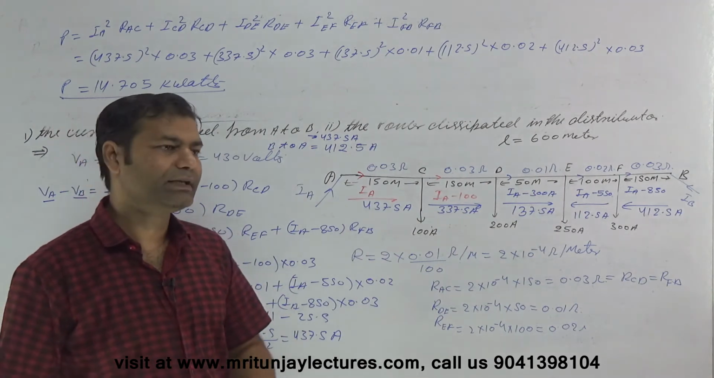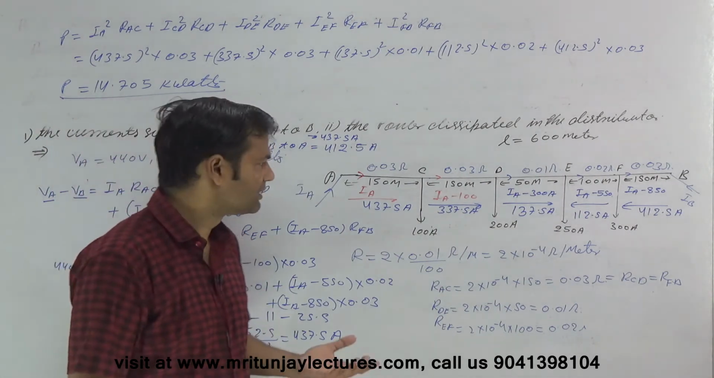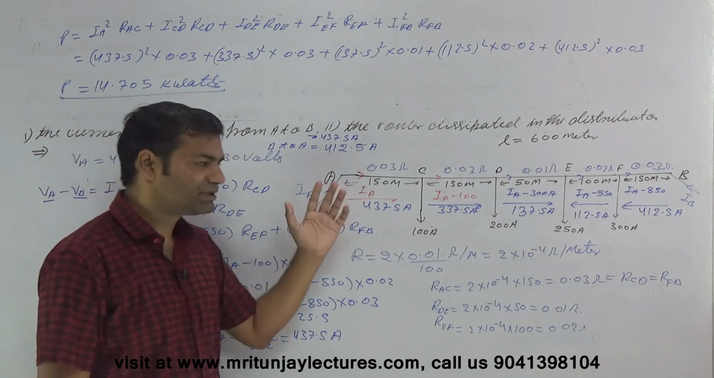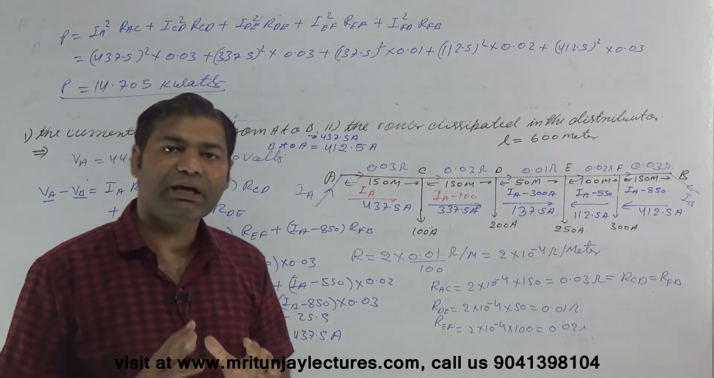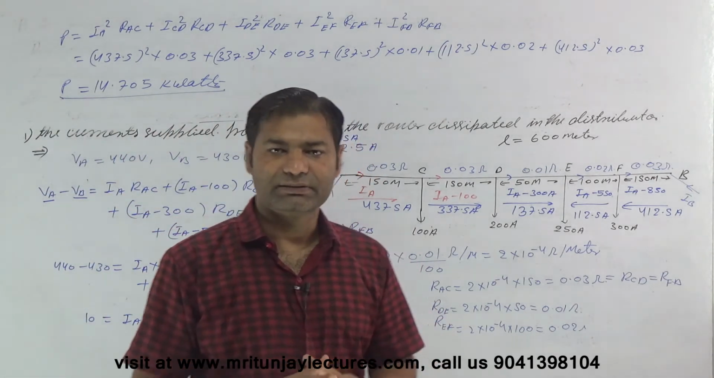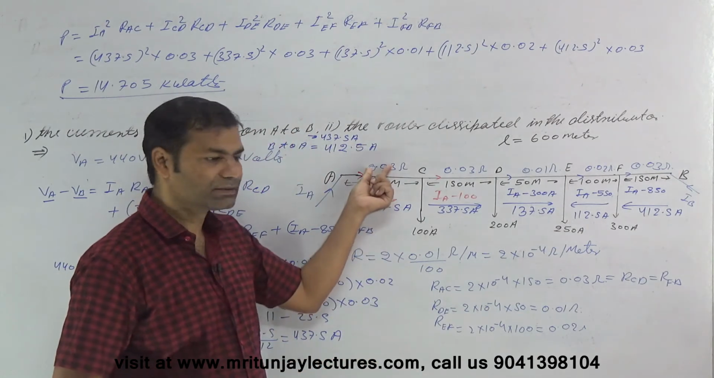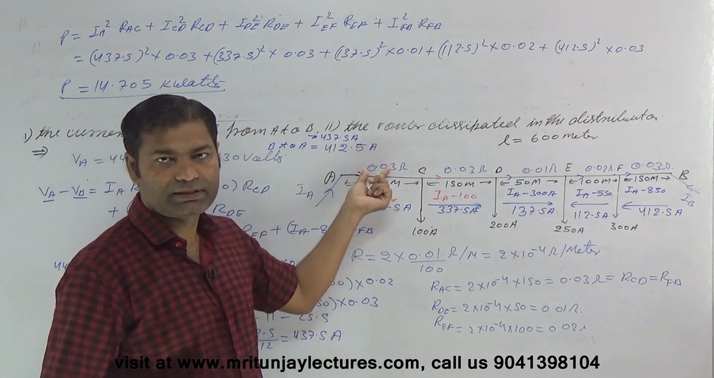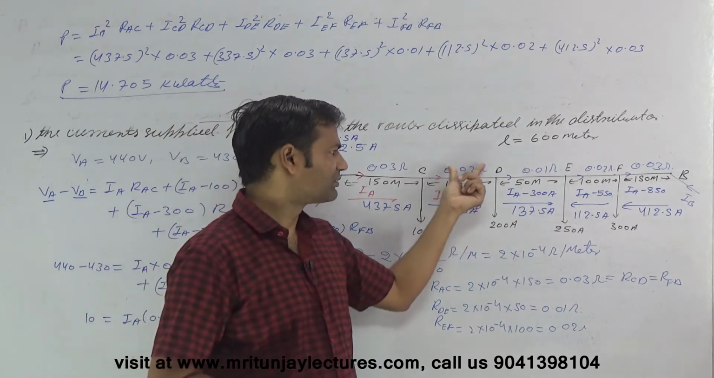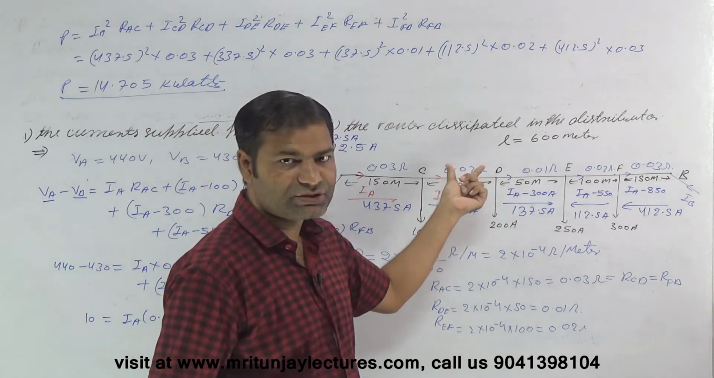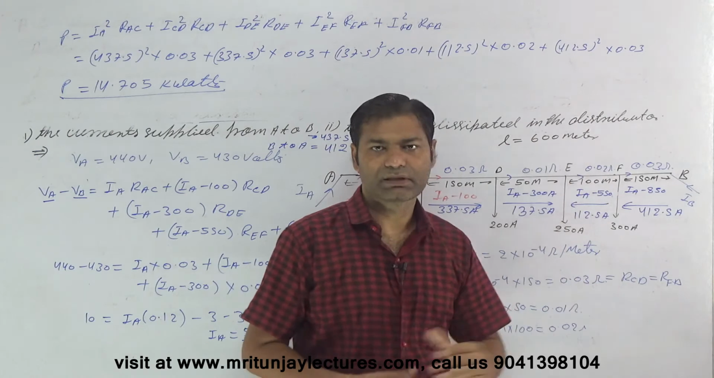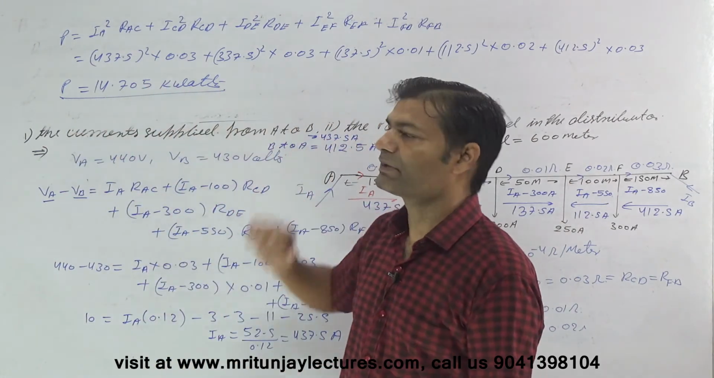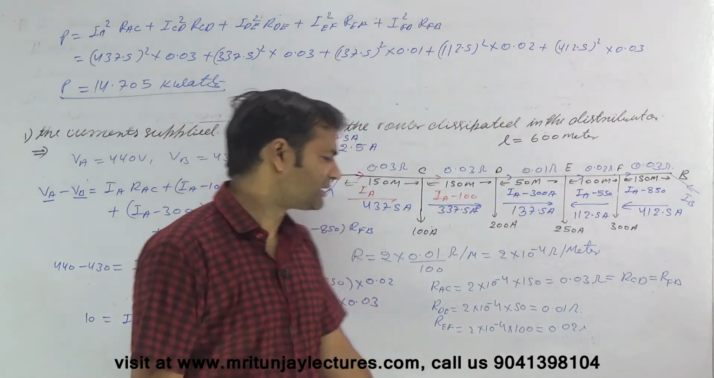After that, power dissipation. Power dissipation is the resistance into the current squared in each section. Similarly, you can also find it with the help of calculation. Okay, first of all make it.